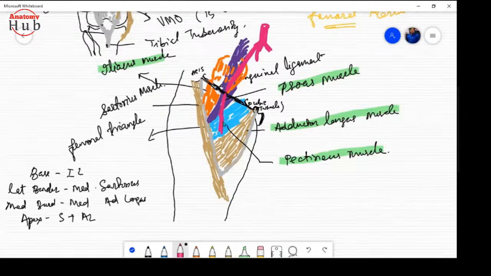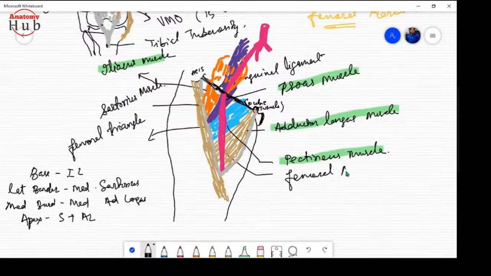So this is your external iliac artery, sorry, the extension of the external iliac artery that will just come downward and medially and goes towards the apex of the femoral triangle. Now this artery will be known as your femoral artery. Then medial to that, you will find the great saphenous vein.